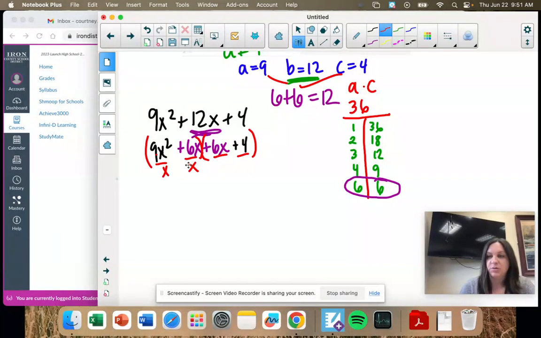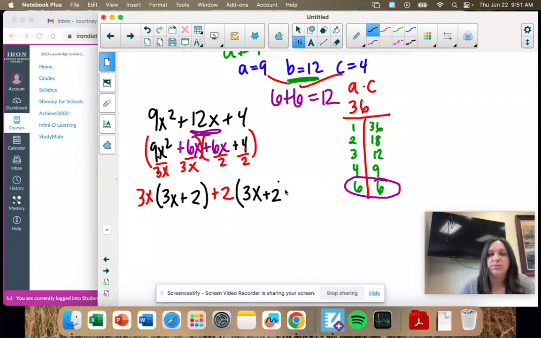Then 9 and 6 both divide by 3. So if I take out the 3x, 9 divided by 3 is 3, and I took 1x out. 6 divided by 3 is 2, and the x's are gone. And then here's 6 and 4, both divide by 2. So we're going to take out that 2. 6 divided by 2 is 3, and we still have the x. 4 divided by 2 is 2. And we know we want these to be the same, and they are.